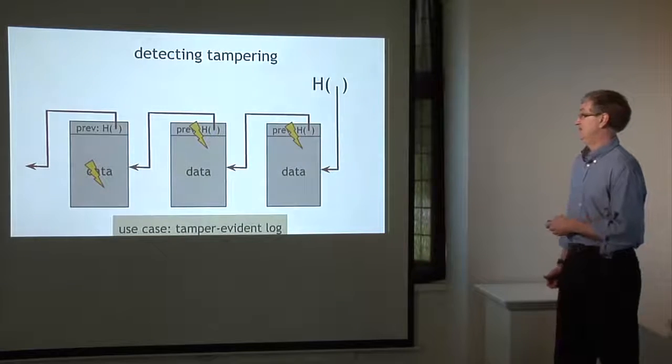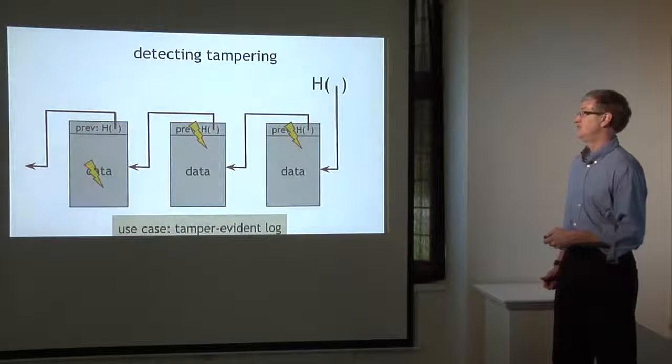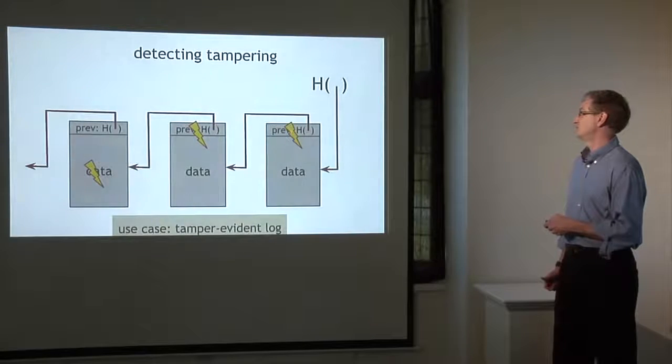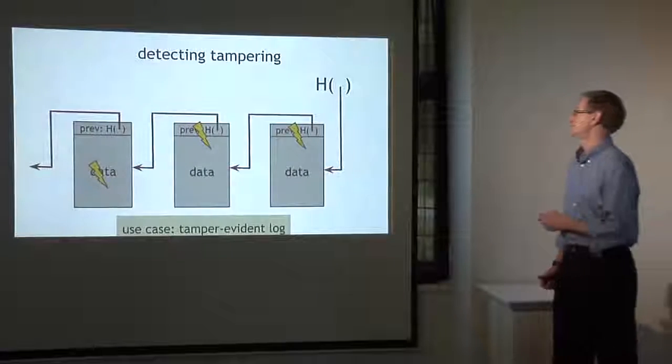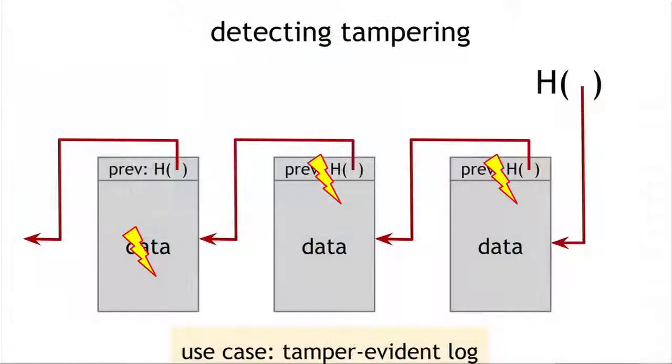And so the upshot of this is that if the adversary wants to tamper with data anywhere in this entire chain, in order to keep the story consistent, he's going to have to tamper with hash pointers all the way back to the beginning, and he's ultimately going to run into a roadblock because he won't be able to tamper with the head of the list. And so what this means is that just by remembering this hash pointer, we've essentially remembered a kind of tamper-evident hash of the entire list all the way back to the beginning.